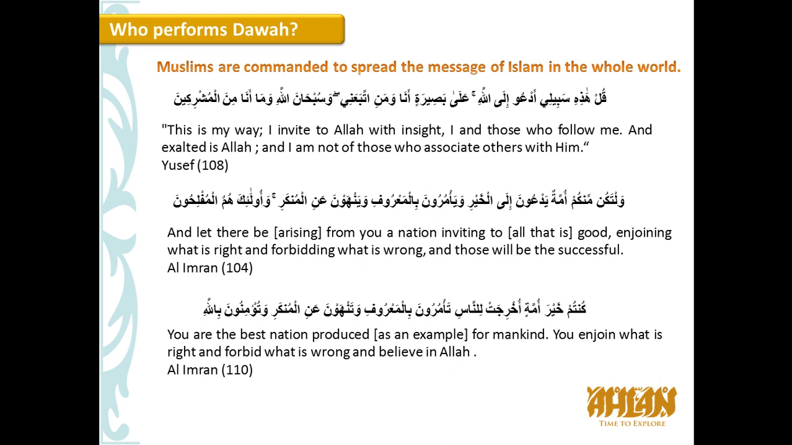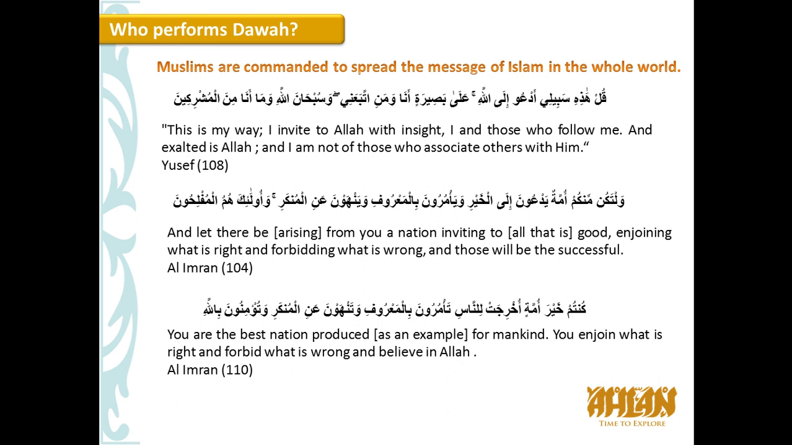Who should be performing da'wah? Some people would say, okay, da'wah is for the scholars, da'wah is not for me. So we need to understand who needs to perform da'wah. Do I need da'wah in my life, or is this something optional that I can do in my free time, and it's not that obligatory? Okay, Muslims are commanded to spread the message of Islam in the whole world.